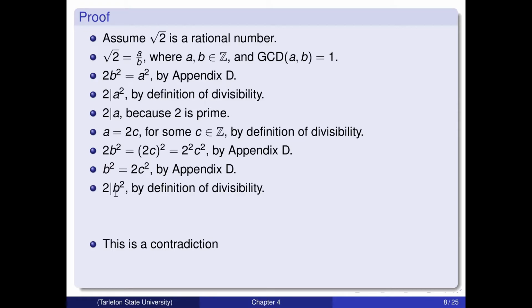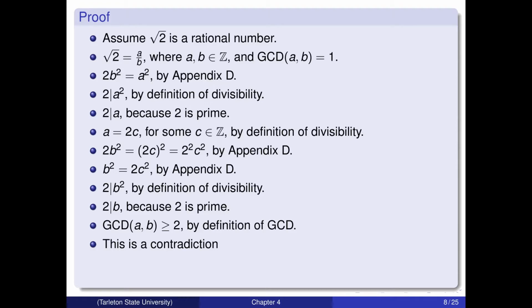But again, playing the same game that we used a minute ago, if 2 divides b squared, then 2 has to actually divide b because 2 is prime. But now we know that 2 divides a and 2 divides b. That means 2 is a common divisor of a and b. But that means the greatest common divisor of a and b must at least be 2. It could even be bigger, in this hypothetical. But the GCD of a and b would have to be at least 2. But up here we also assumed that the GCD of a and b is equal to 1, and that's a contradiction.